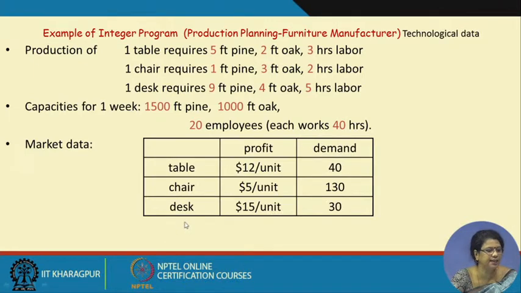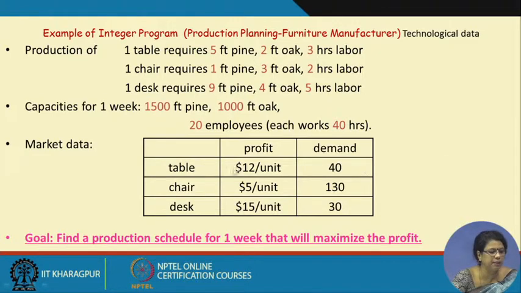This is one of the data sets. We are going for production of tables, chairs and desks, and we need to find out how many tables, how many chairs, how many desks we will plan for 1 week to maximize the profit. Here you see table cannot be 1.5, chair cannot be 2.3. That is why it will always take the integer value. This is one example of integer programming.